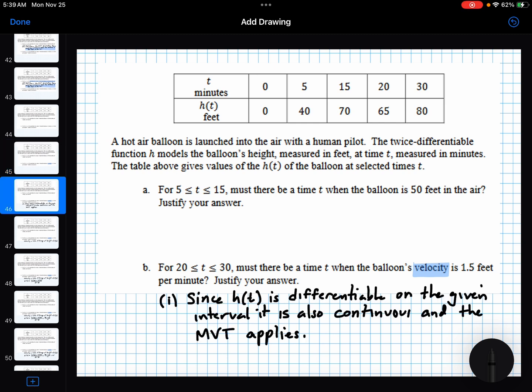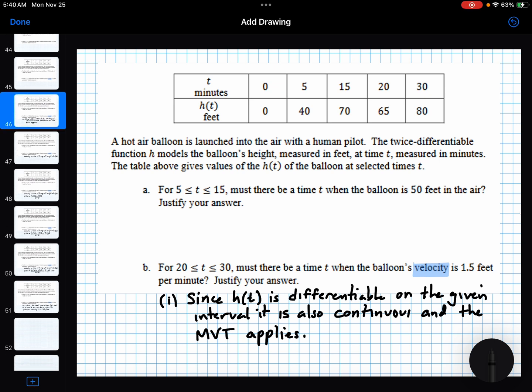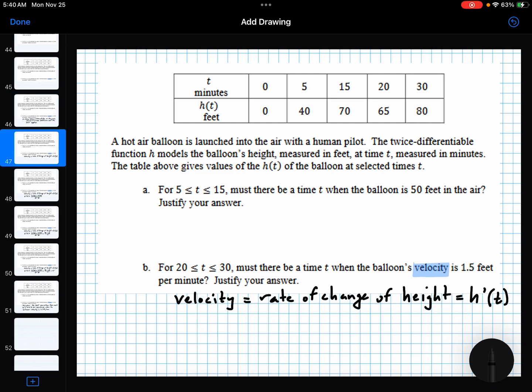All right? So we're going to go to our theorem now. This is going to be the mean value theorem. Since h of t is differentiable on the given interval, it is also continuous, and the mean value theorem applies. I'm going to backtrack just for a second. They want you to prove the rate of change, or the velocity, is equal to a specific number. They gave you h, and they want you to prove that h prime, that would be the velocity, is equal to 1.5 feet. When they give you a function and ask you to prove the derivative is equal to something, that's the mean value theorem. Again, velocity is the rate of change of the height, and that's h prime.